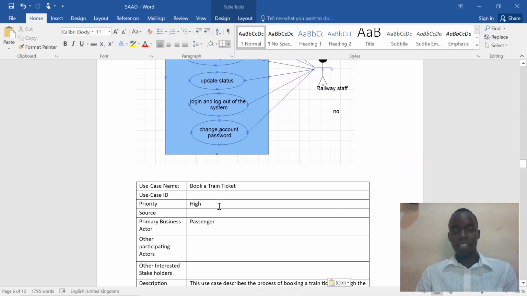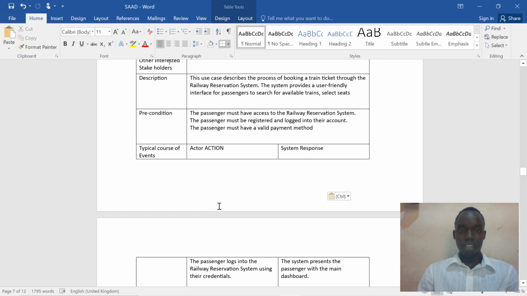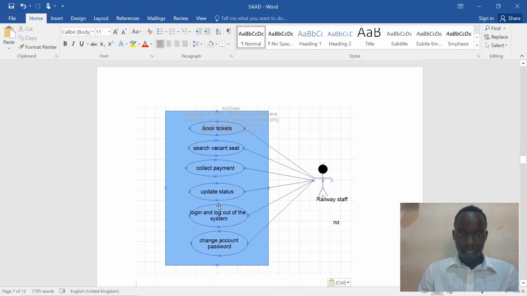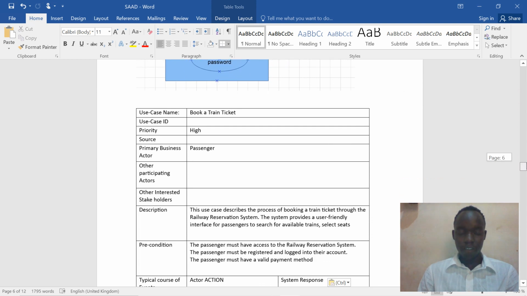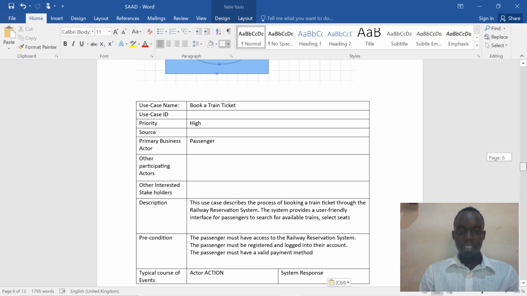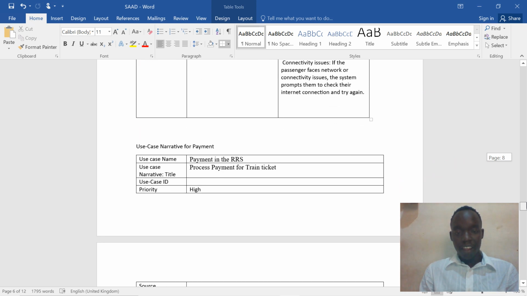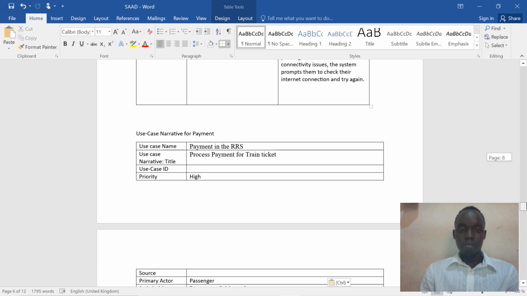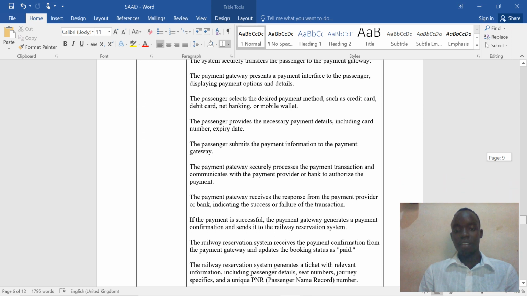And below is my use case narrative. This is one of my use case narratives, and it is book train ticket. The primary business actor is a passenger. My second use case narrative is payment in the system, process payment for train. The primary actor is a passenger, and it covers how the passenger will process tickets for payment.